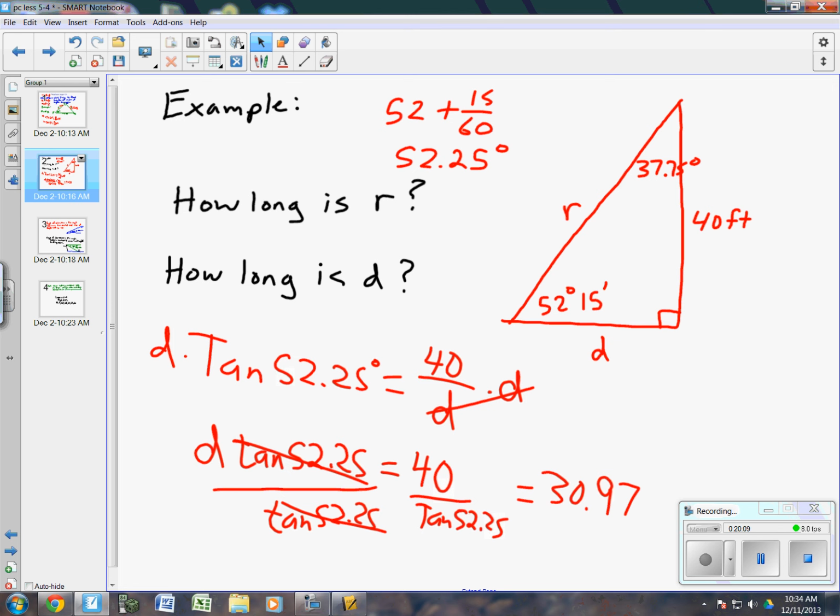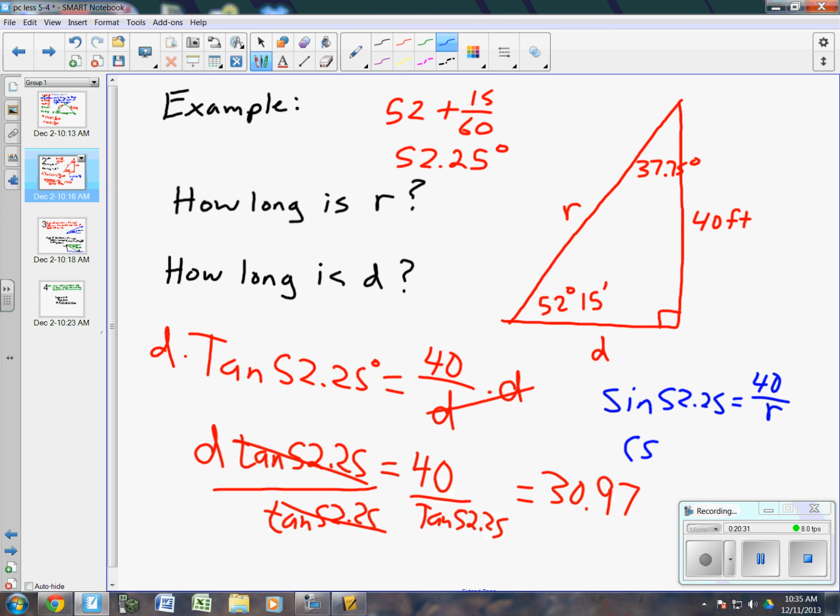Well, I need R. And so I need hypotenuse. I have side opposite, right? So which one's that? I could use the sine of 52.25 equals opposite over R. Or I can use the cosecant of 52.25 equals R over 40.